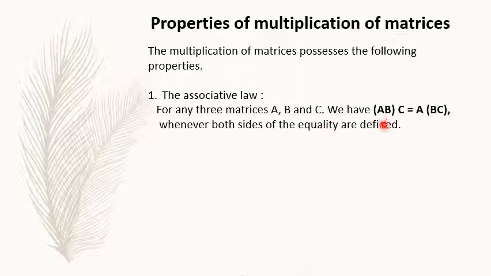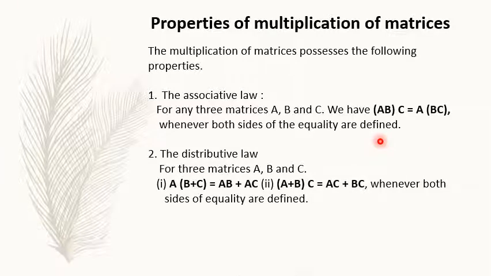So, it's given that here the bracket is not important. Multiplying A with B first, then multiplying that answer with C gives the same answer as first multiplying BC and then multiplying A with that answer. So both give the same answer.